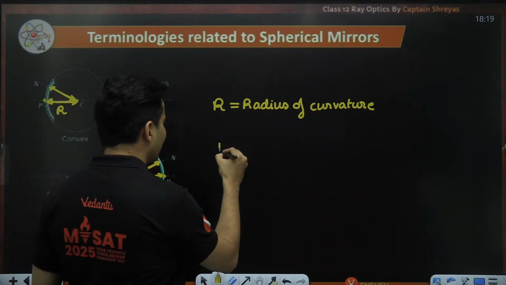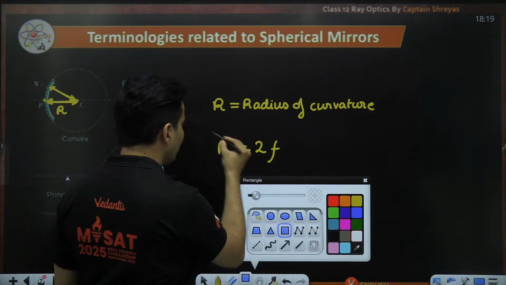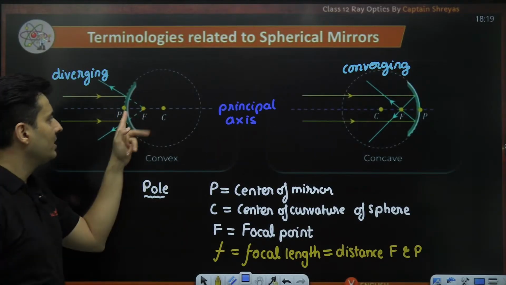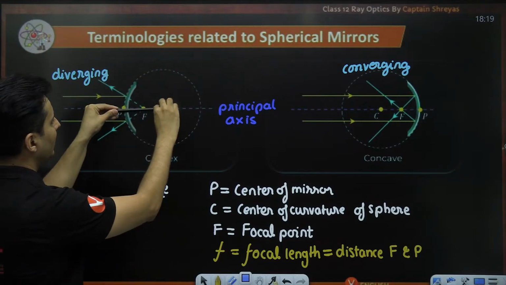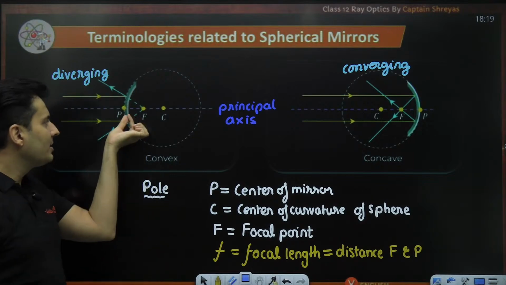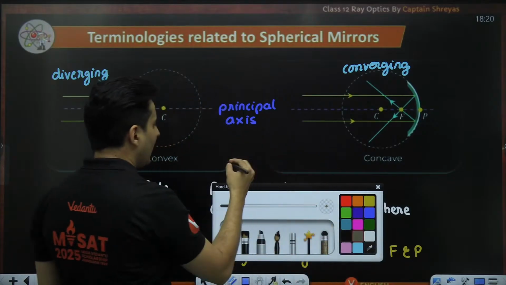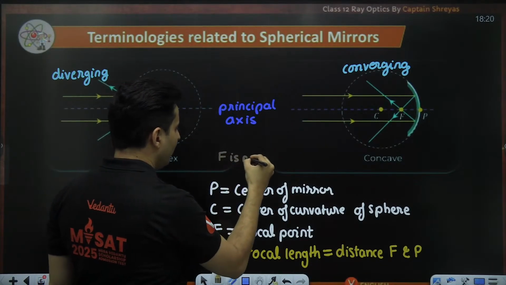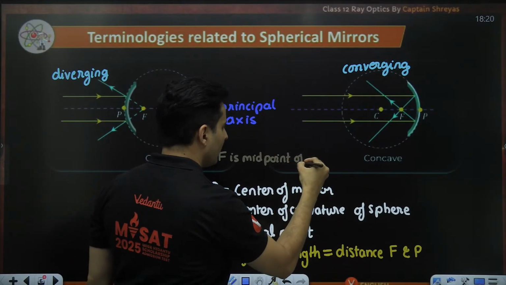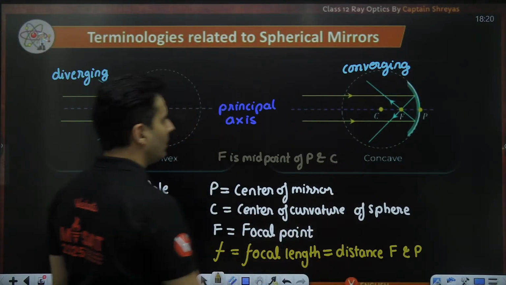This radius of curvature is related to that focal length, given by 2 times f. Now this is a very important relationship which you should know. R is 2 times f. So the radius of curvature, this particular radius, is 2 times f. This is f, this is f. So strictly speaking, f is the midpoint of P and C, exactly in the middle of the pole and the center of curvature.